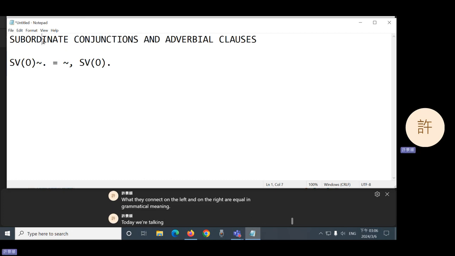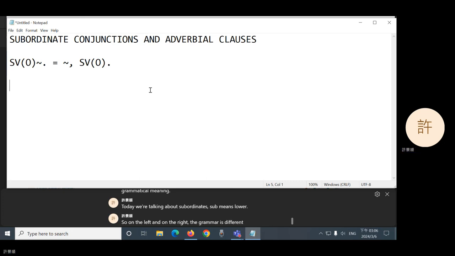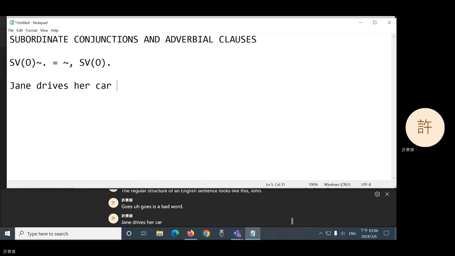Today we're talking about subordinate. Sub means lower. So on the left and on the right, the grammar is different. Let me give you an example. The regular structure of an English sentence looks like this. John goes is a bad word. Jane drives her car to work. That's also not a good sentence. By herself every day.